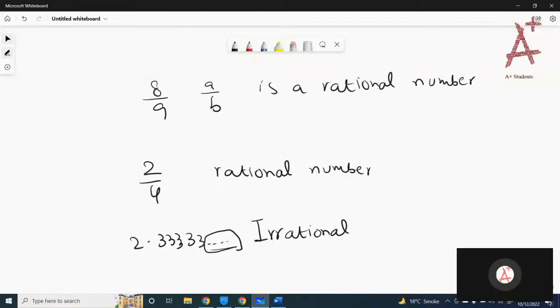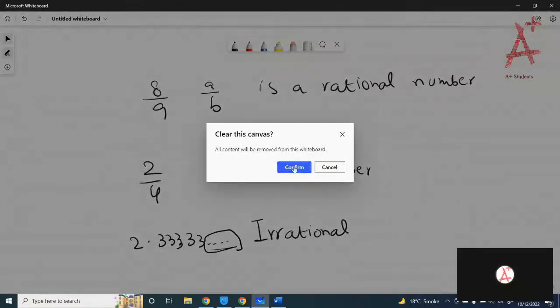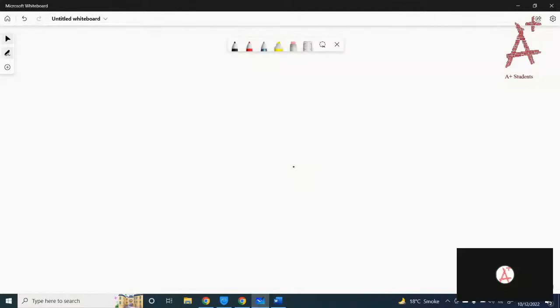Okay, on the top right corner we have a test button. Let's just start with a test. Let's do some of the practice questions. Okay, the first question on the test is: is 3 a rational number? Is 3 a rational number? Yes or no?